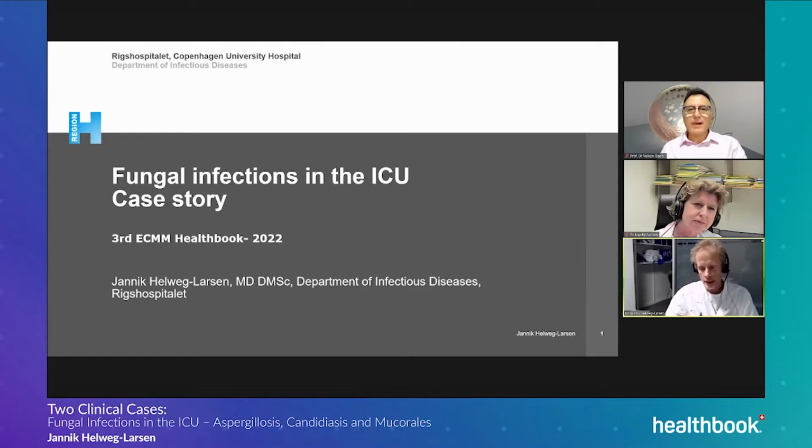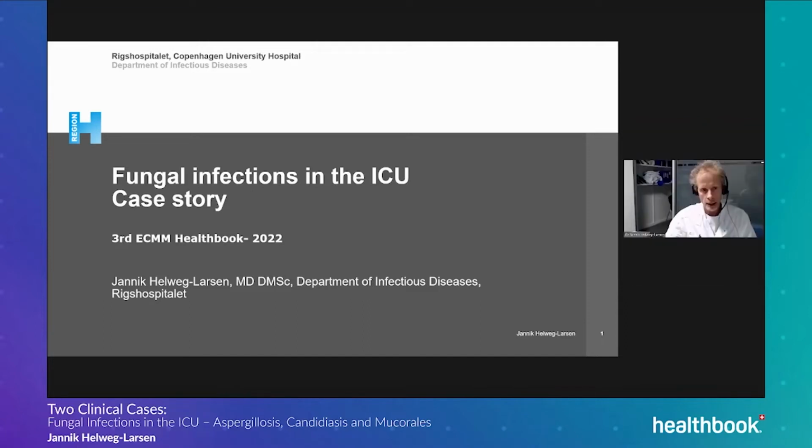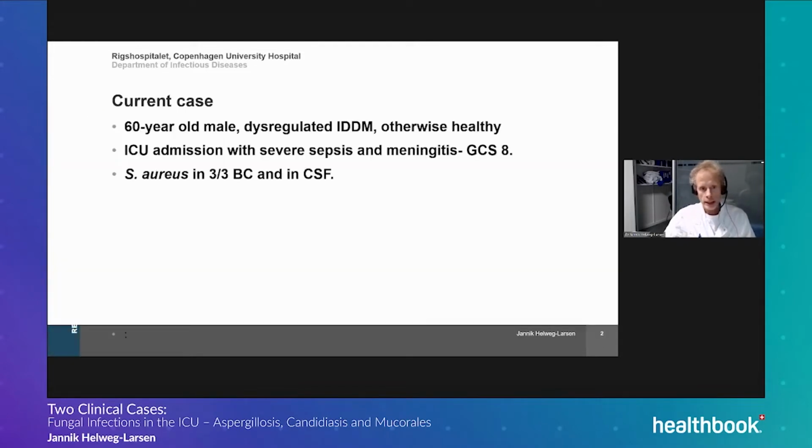Yes, I'm very pleased to be able to present this case. I'm a senior consultant at Rigshospitalet in Copenhagen, and my case story is actually on a patient we have hospitalized right now at this department. This case is about a 60-year-old male who was admitted several weeks ago with severe sepsis and meningitis. Apart from dysregulated IgDM, he's healthy.